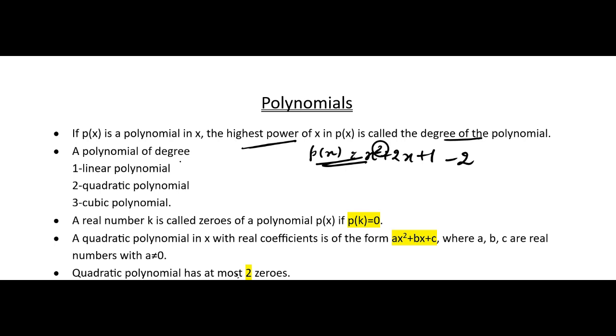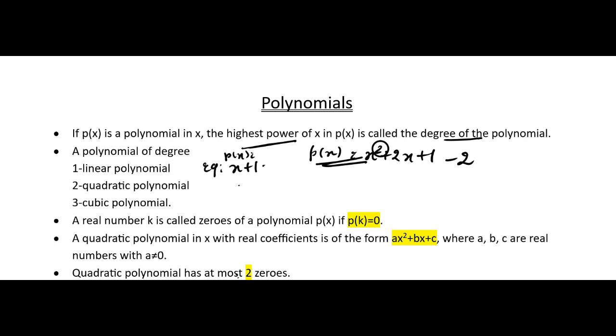A polynomial of degree 1 is called a linear polynomial. For example, p of x is equal to x plus 1. In this polynomial, the highest power is 1. That's why this polynomial is called a linear polynomial.